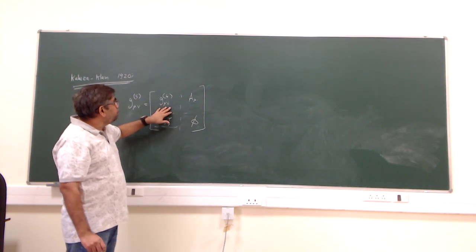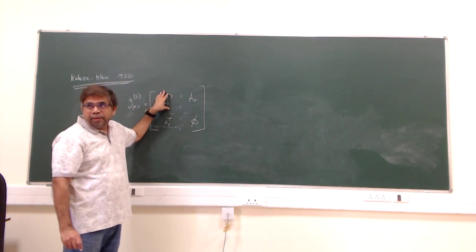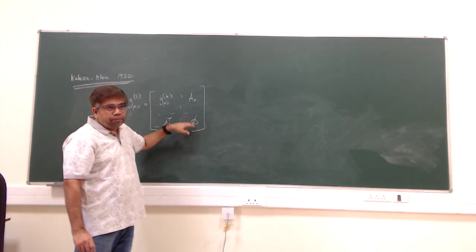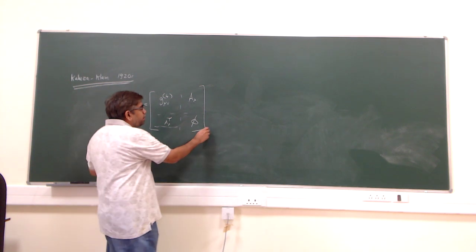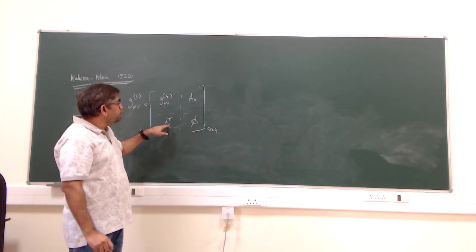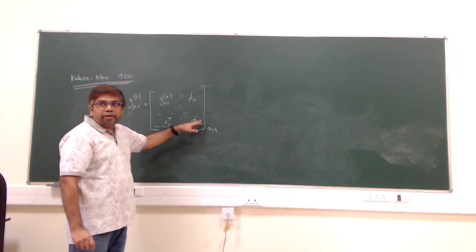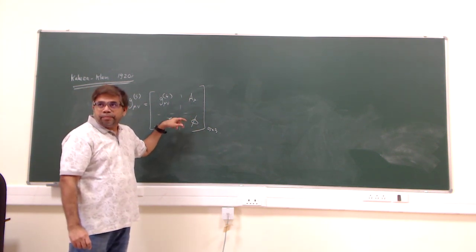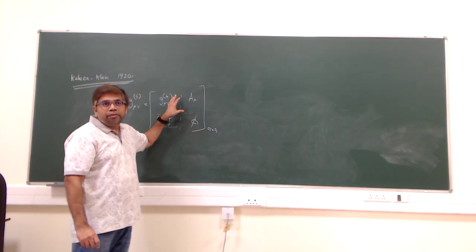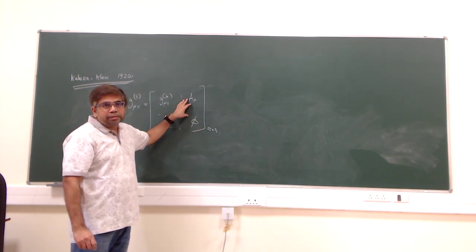So this g_μν is a four-dimensional gravitational metric, but the five-dimensional gravitational metric is a symmetric field in 5 by 5. So this is a 5 by 5 matrix. So this is A_μ sitting here, and then you have one extra scalar field. With some extra one scalar field, you can try to unify gravitation and the electromagnetic field.